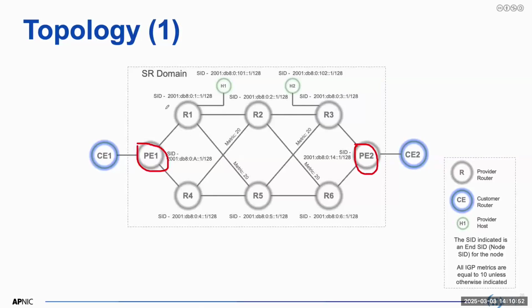Then we need to decide which segment IDs we will assign. We have decided a /128 for each of the routers, which is the loopback address, and we have two hosts as well. Remember, these two hosts are part of the segment routing domain. They are inside the domain, not outside the domain. So even though these are hosts, H1 and H2, they support segment routing.